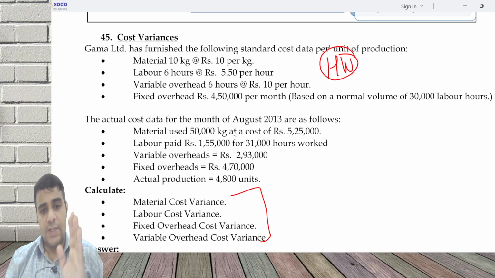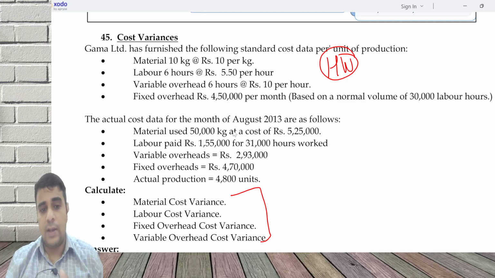Material cost variance means first column, last column. Labor cost variance, first column, last column. Fixed overhead cost variance, first column, last column. Variable overhead cost variance, first column, last column. So there is no point in doing the entire table. You can directly calculate also. That's your wish. But whenever you do an exam situation problem, please check what is needed.